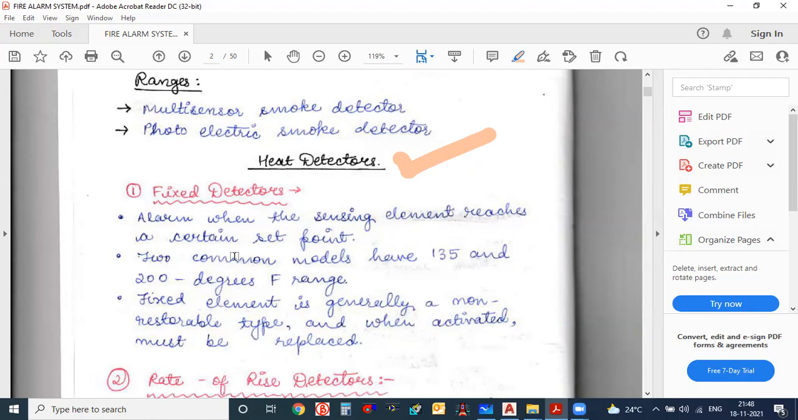This is one fixed detector. Now what is the meaning of fixed detector? It will only activate at a certain set point. That means if the temperature is reaching 135 degree Fahrenheit, then only it will activate.